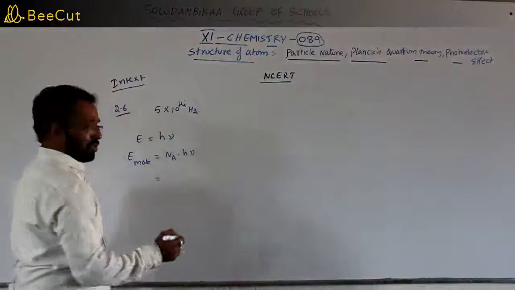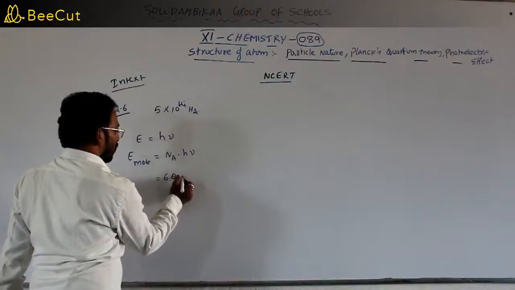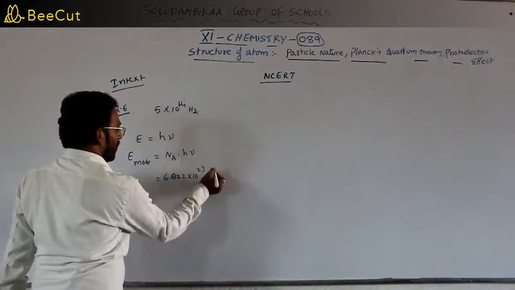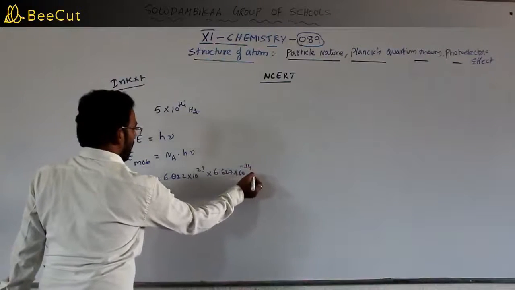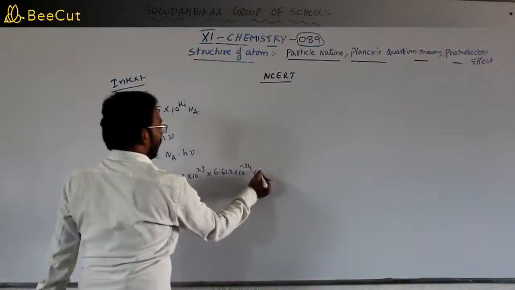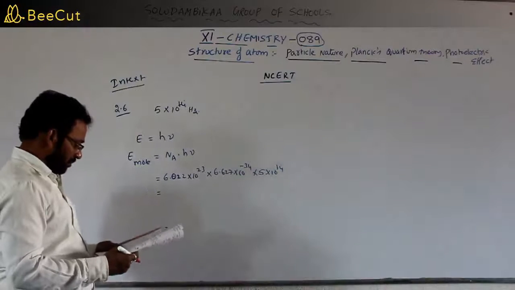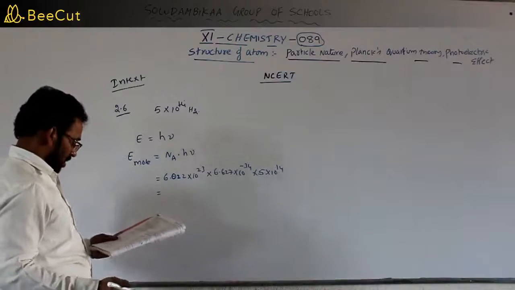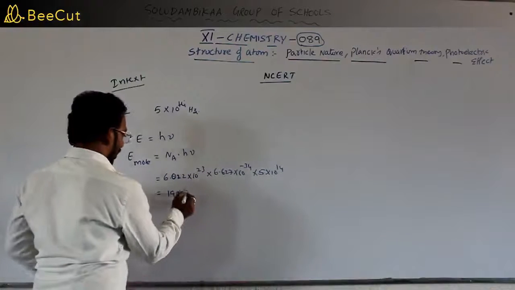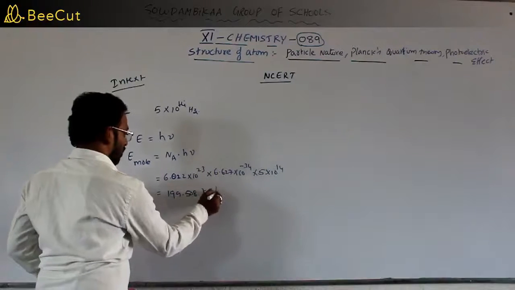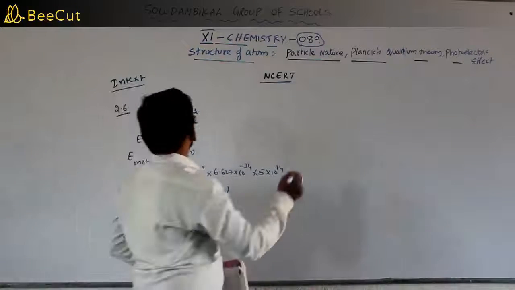What is Na? Avogadro's number, 6.022 into 10 to the power of 23, into Planck's constant 6.627 into 10 to the power of minus 34 joule second, into the given frequency 5 into 10 power 14. Calculate and you will get the answer, 199.508 kilojoules per mole. Kilojoules per mole we will get. Next, question number 2.7.